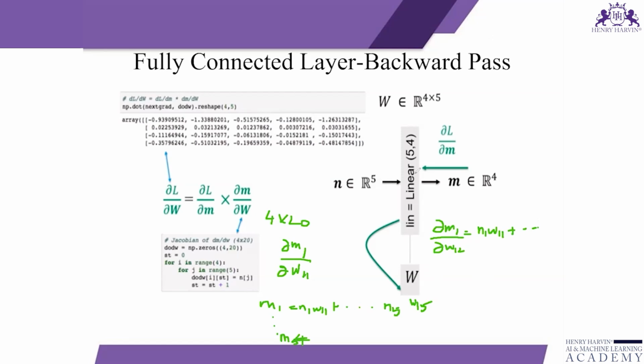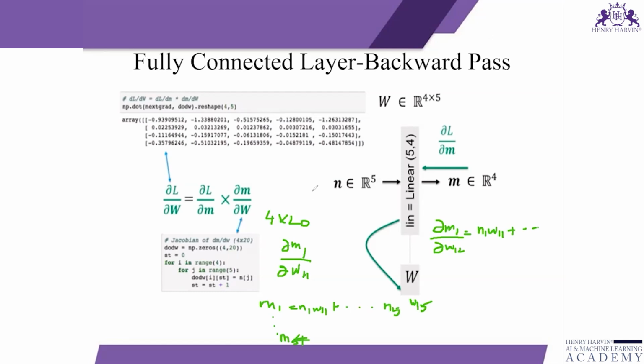Similarly, here we will get all the dou m1 by dou w1 up to the last cases, right? If you want, let's simply do it for one of the elements of the second row. So what will the second row be like? The second row will have elements of m2, right?